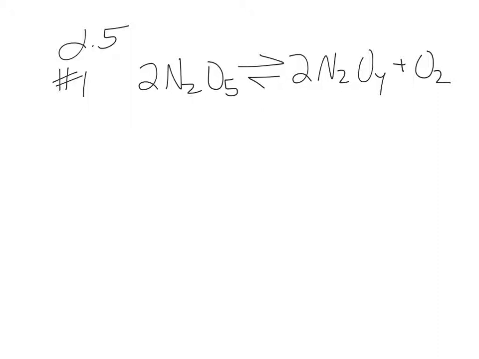All right, so it gives us that the forward reaction, the R forward, is going to equal 2.7 times 10 to the minus 3 times the concentration of N2O5 squared.